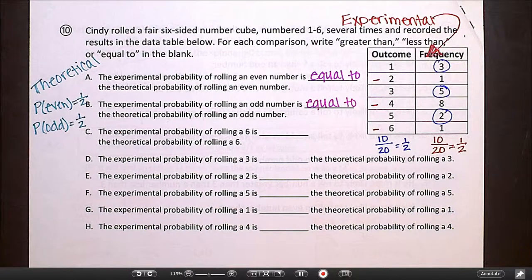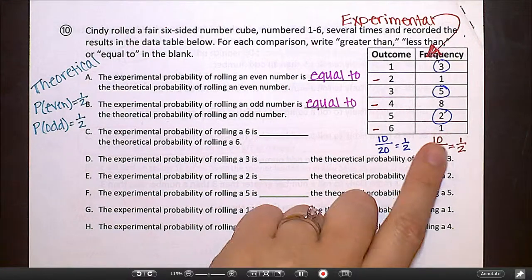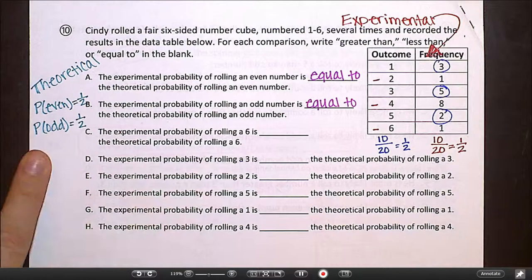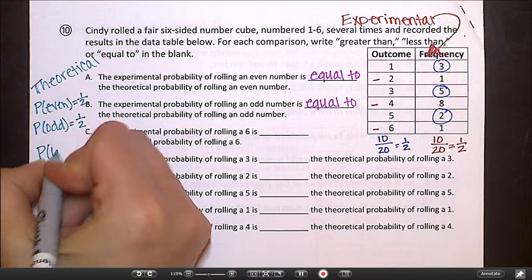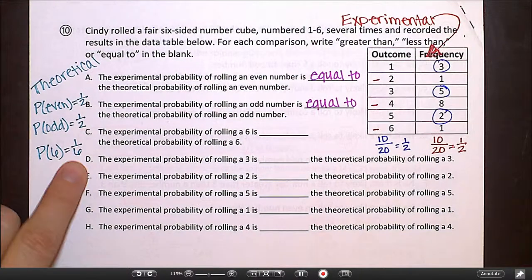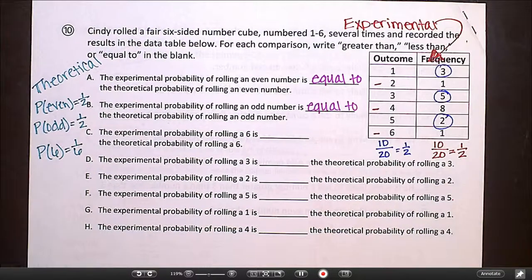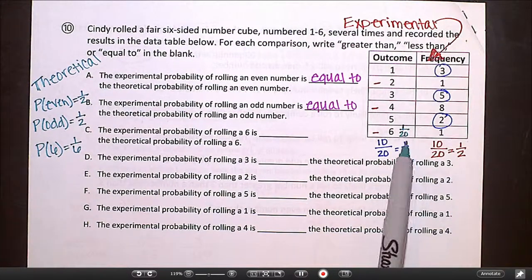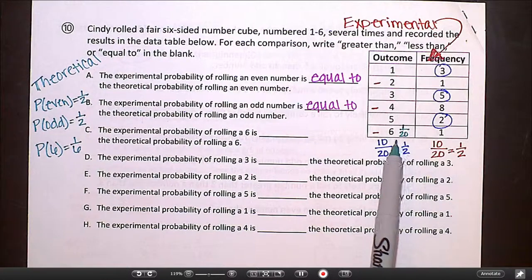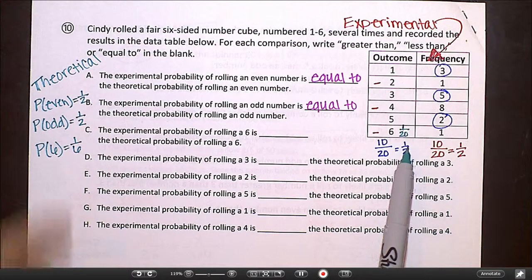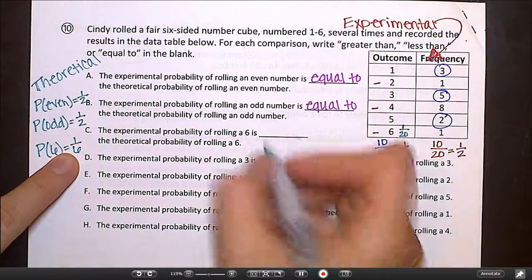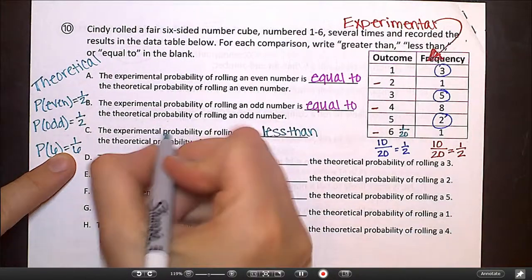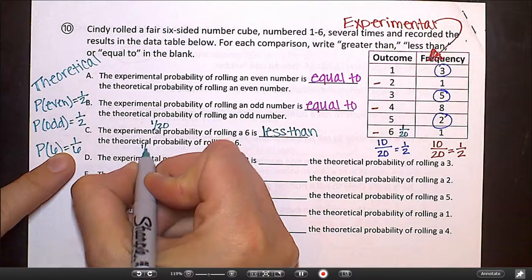Okay, the probability of rolling a 6. Well, over here, it's 1 out of 20. And over here, the probability of rolling any number is 1 out of 6. So is the experimental probability more or less? Well, 1 out of 20, that's a much smaller piece of the pie than 1 out of 6 pieces. So I'm going to say it's less than, because this is 1/20th, and this is 1/6.